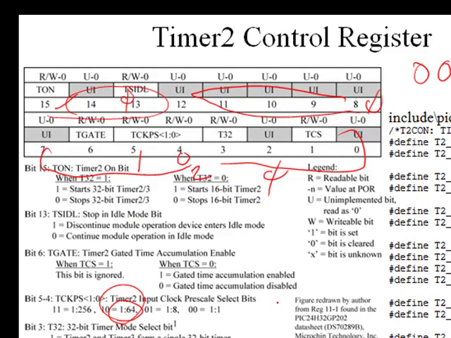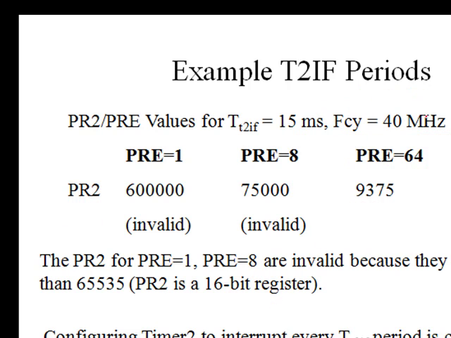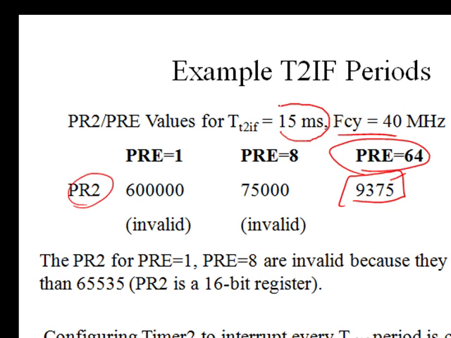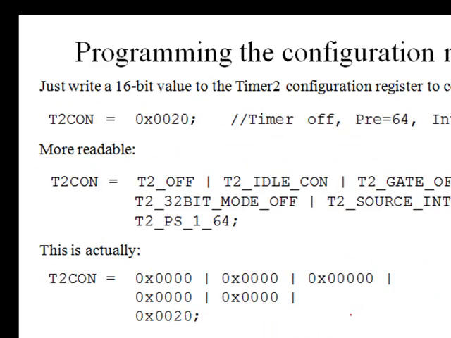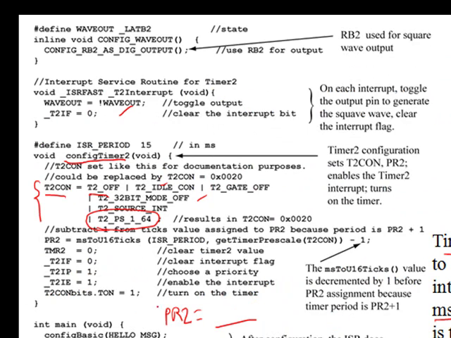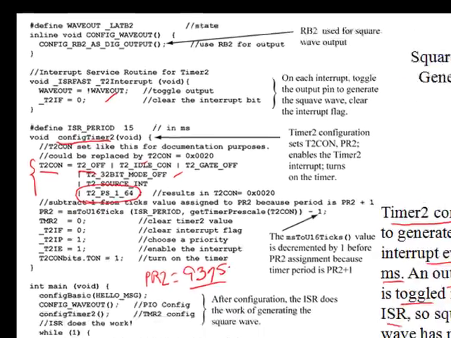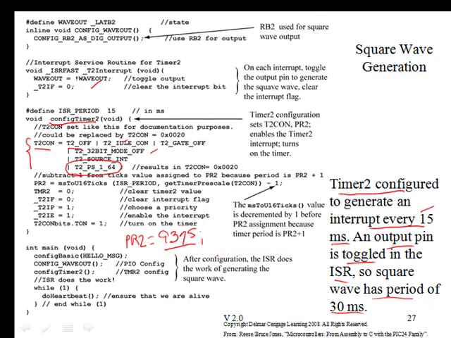Well, we calculated that on this previous page here. We said that if the instruction cycle frequency was 40 megahertz, which it is on our demonstration board, and our prescaler was 64, then this value right here, 9375, written to PR2 would give us this 15 millisecond period for our timer 2 interrupt flag. So what we could do is simply write a line here that would say PR2 is equal to 9375, and we would be done with it.